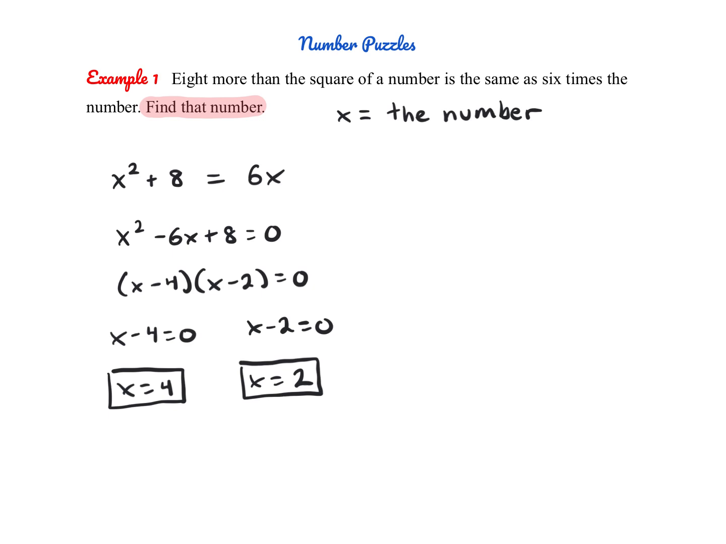We should look back at the original problem and make sure our answers make sense. Like maybe in some contexts it wouldn't make sense to have a negative number and you get a negative answer. But in this scenario, both answers would make sense. You can go back and double check that they work, and they do. So in this case, we have two solutions to this problem.